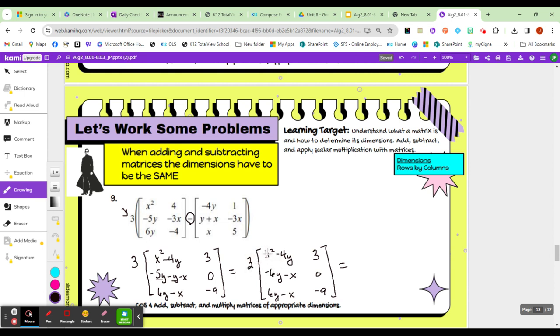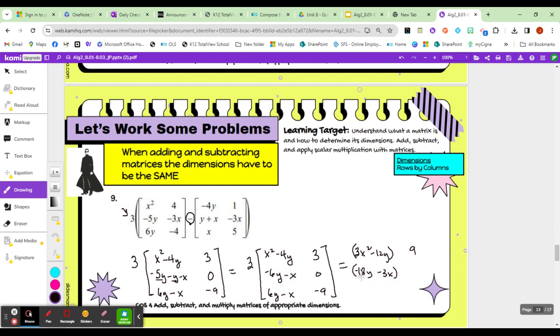So we're going to get 3 times x squared. That's going to give me 3x squared. 3 times negative 4 is going to give me negative 12y. 3 times 3 is going to give me 9. So remember, this is one term. If you want to put it in parentheses, if that helps you, you can. 3 times negative 6y is negative 18y. 3 times negative x is negative 3x.